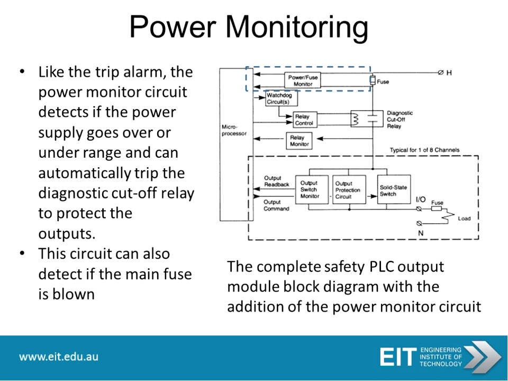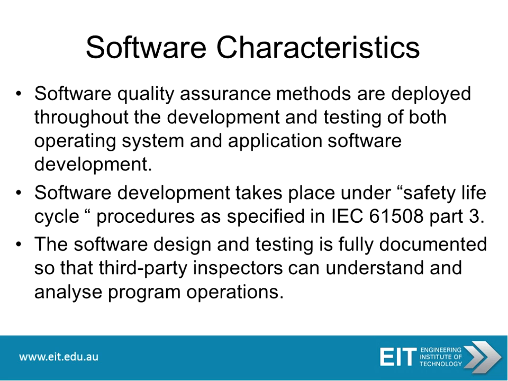Now again, like the trip alarm, the power monitor circuit detects if the power supply goes over or under range. So there's the additional power monitor now. And it can also then detect if the main fuse is blown. So that's where we added onto the safety PLC.